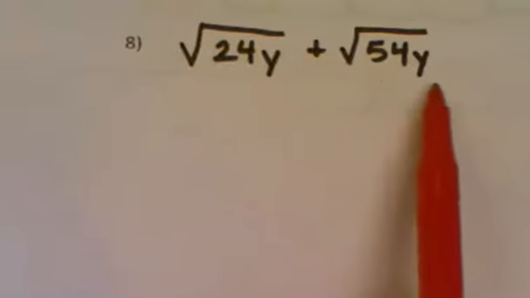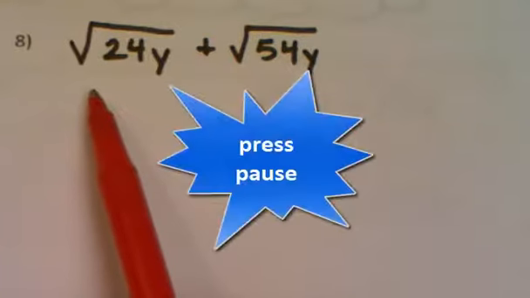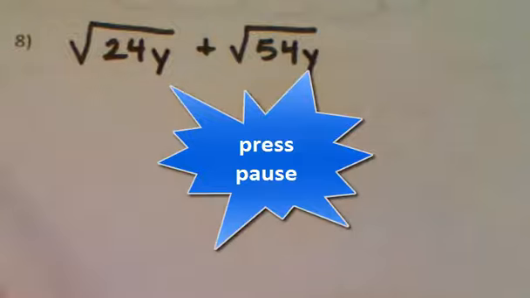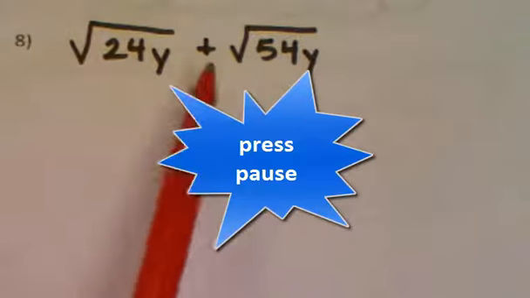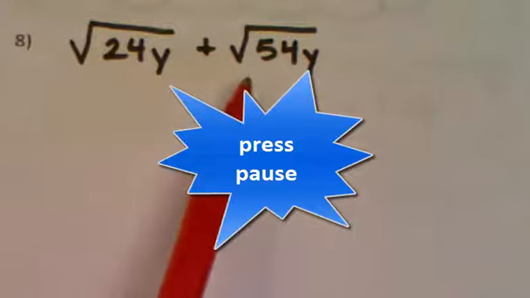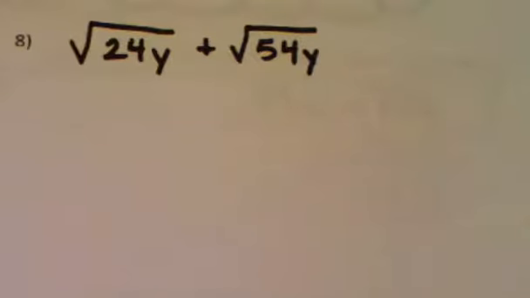So go ahead and write this next one down. Once you have it written down, then please pause the video and I want you to try it out on your own. These are not perfect squares, so it's not just going to be an integer and then root y. So you will have to do a little factor tree for the 24 and the 54, and you'll keep y in the denominator. Press pause, try it out on your own, and then check back in.